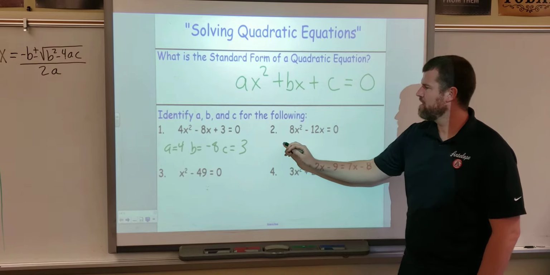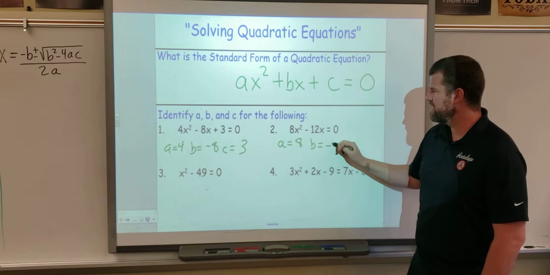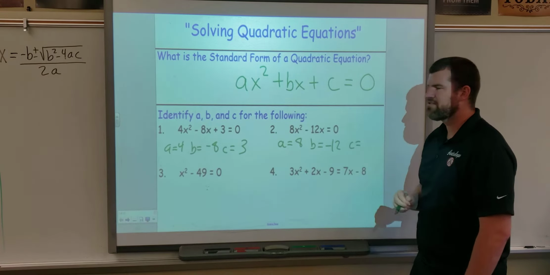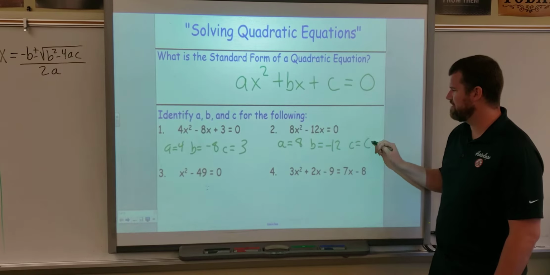Okay, this next example, our a value is positive 8. Our b value is negative 12. And our c value, this time there isn't anything there. So our c value is just 0.